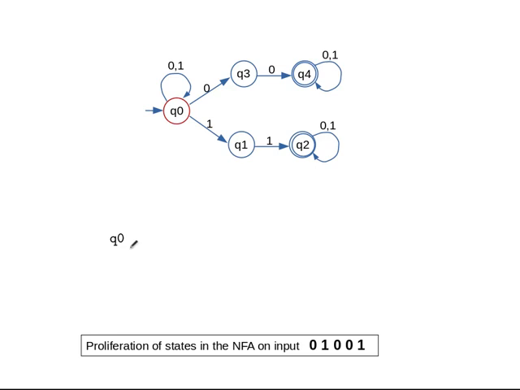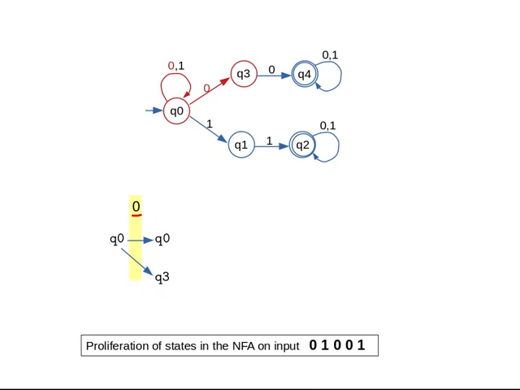So you start with this state. This is the starting state. And now suppose you are trying to process this input stream. What happens when you see the first 0 here? You are seeing this input symbol 0. And on this you can move to either Q0 or Q3, right? So the next state is not just a single next state, but a set of next states.